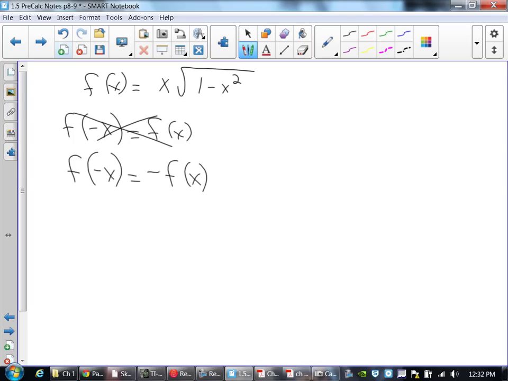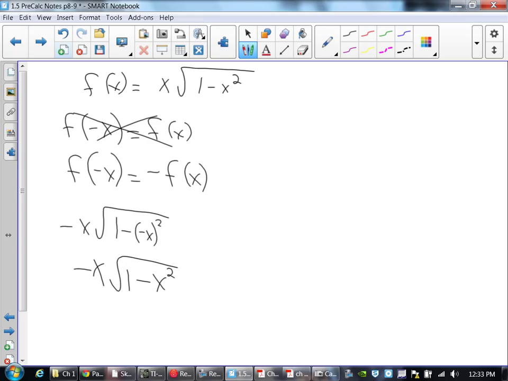When I substitute in for that, we check. Substitute negative x, so negative x square root 1 minus negative x squared. In this problem, I can go ahead and simplify underneath the radical. What's negative x squared? It's just x squared, so it doesn't change anything. So it becomes negative x square root 1 minus x squared.